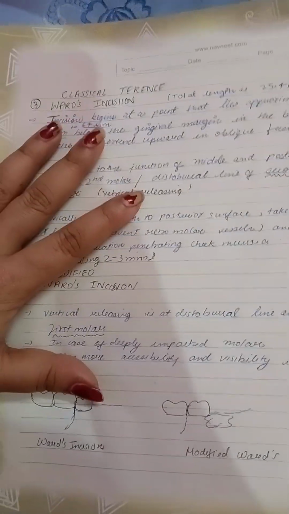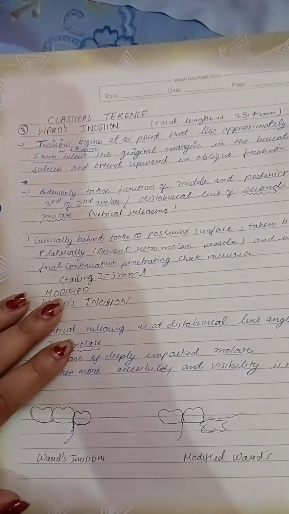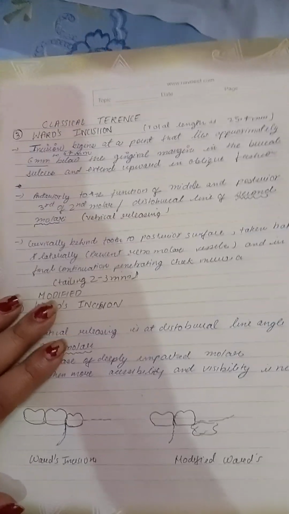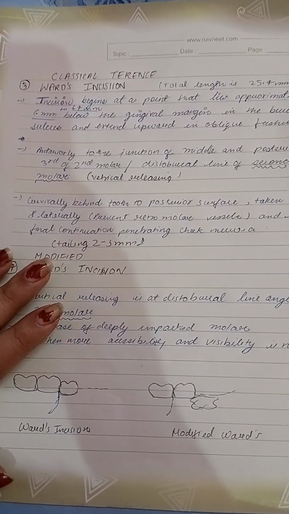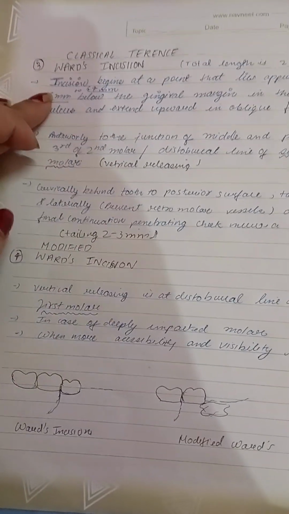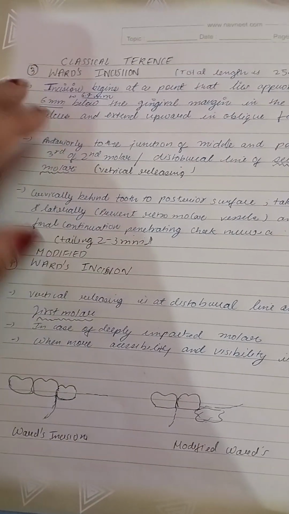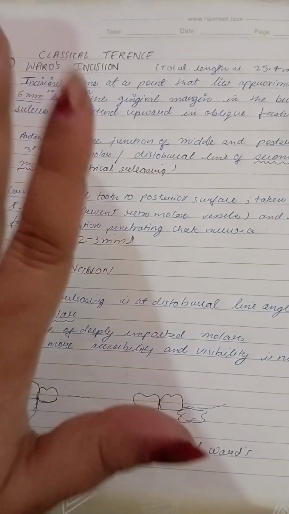Okay. Now coming to the two most important incisions, that is the classical Terence Watts incision and the modified Watts incision. These two are most commonly used during third molar impaction. Let's start with the Watts incision. In both the classical Terence Watts and modified Watts incision, the total length of the incision is around 25.4 mm.